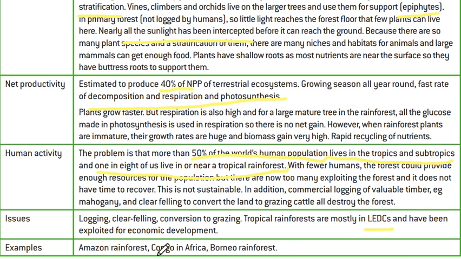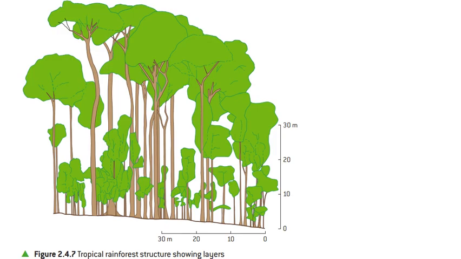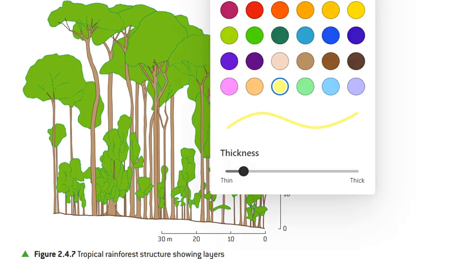And examples can be the Amazon rainforest, the Congo, which is in Africa, and the Borneo rainforest, which I showed you a picture of also. Now let's move forward. So you guys, this is what I was talking about. There are several different levels of trees that you can find there.